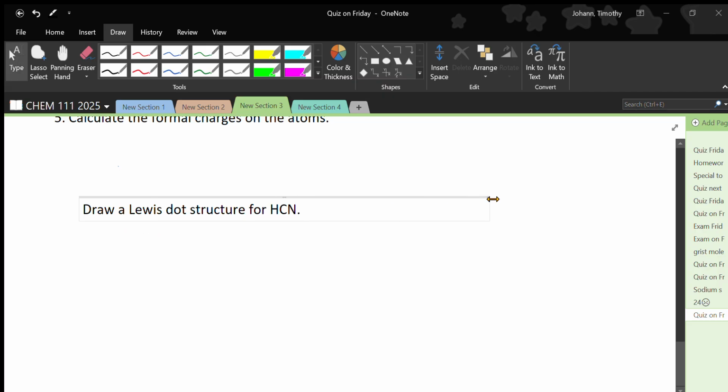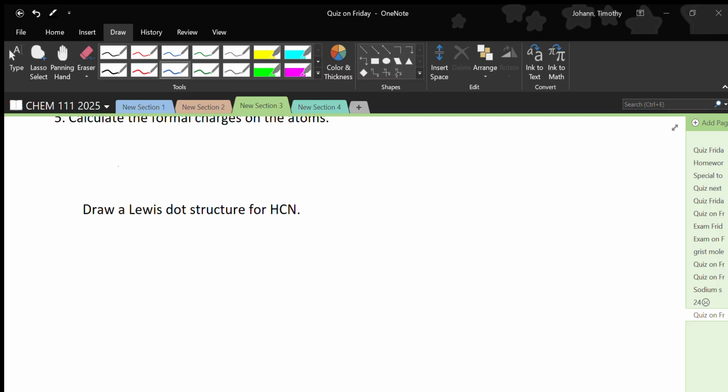So what I'm going to do here is, remember, hydrogen never ends up being the center. We have to decide what's going to be the center, or actually we're going to add up our valence electrons first, right? So once again, add up valence electrons.